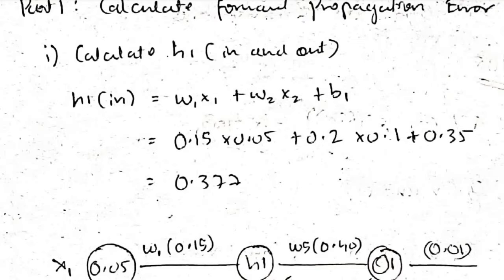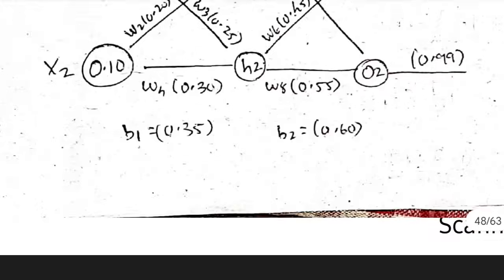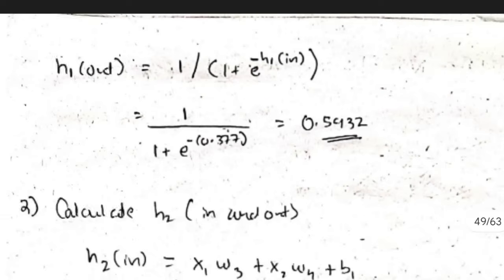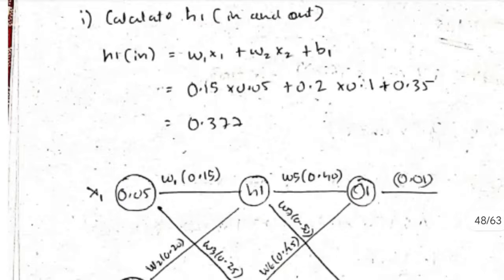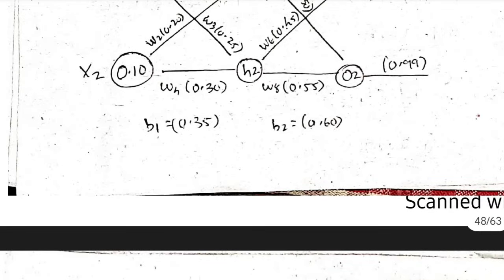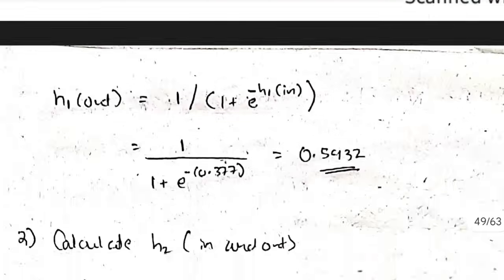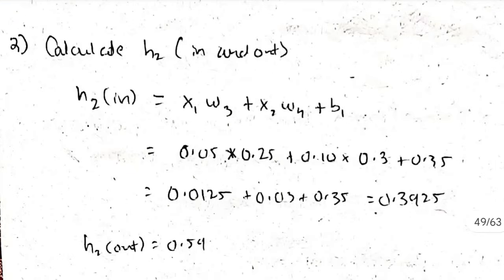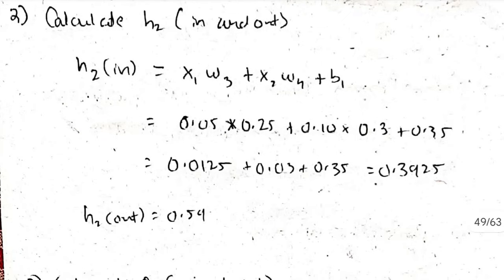Next, after we get h1 in, we have to calculate h1 out. By getting h1 in, we can easily calculate h1 out by substituting h1 in this formula. So when you get this answer, keep it aside in your mind. Do the same thing for h2. For h2, where all it is coming from, x1 and x2, and these weight values are also given. Use these weight values, add the bias value of b1 here. You'll get the value of h2 in here. Then calculate h2 out also in the same way. I have not written the formula; the answer I have directly written here. So you'll be getting h1 in and out, h2 in and out.